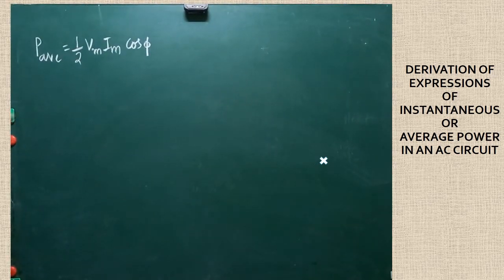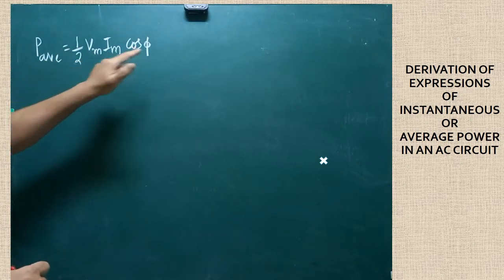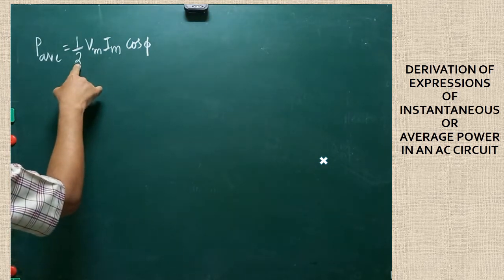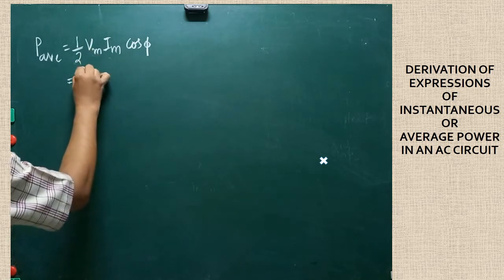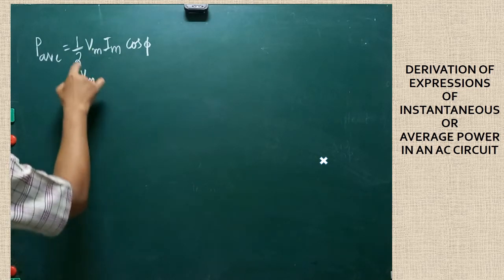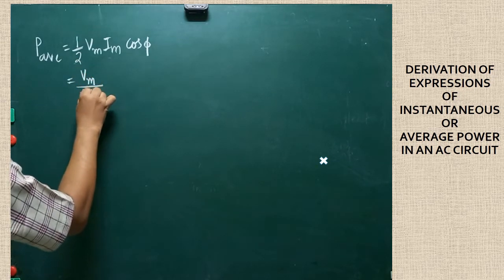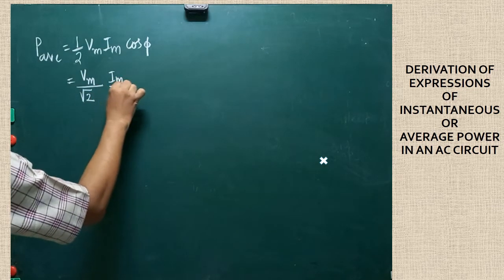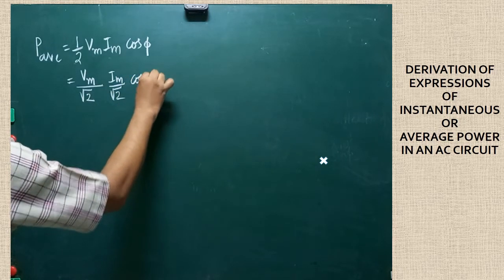In the previous derivation, at the end, we got the expression P average is equal to half into Vm Im cos pi. Now, the next step: this 2 can be written as square root of 2 into square root of 2. Therefore, after splitting this 2 into square root of 2 into square root of 2, one square root of 2 can be written as the denominator of Vm and another square root of 2 as the denominator of Im. After this, cos pi can be written.